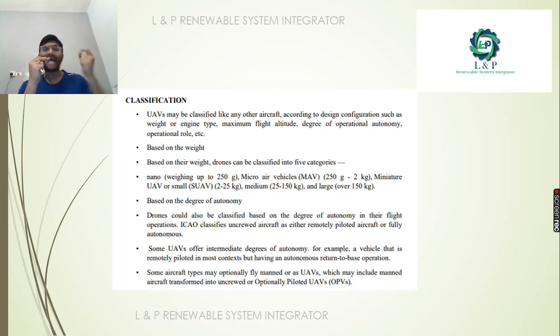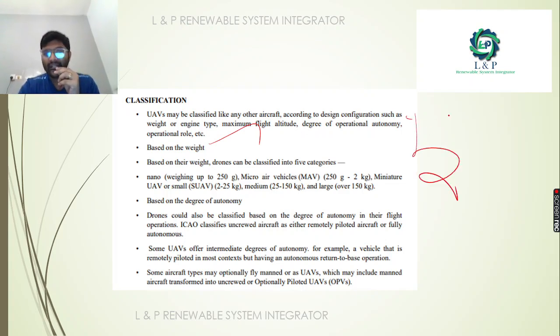How? The unmanned air vehicle, we can classify based on the design, especially based on the weight. We can classify them based on the maximum flight altitude. Based on the degree of operational autonomy and operational roles, we can classify these unmanned air vehicles, that is drones. First, let us try to understand how we classify them based on the weight. Simple: based on the weight, we can classify the drones into five different categories.